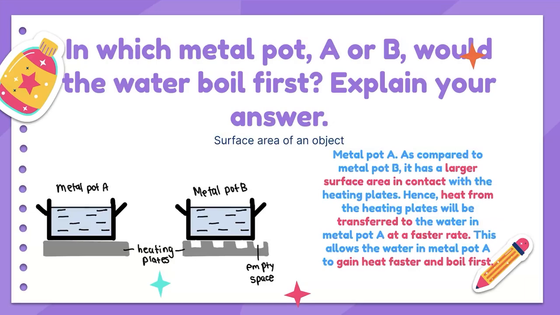Always remember that if the water has higher temperature, then heat is transferred from the water to the surroundings. If the water has lower temperature, heat is transferred from the surroundings to the water. This applies to any other question. This allows the water in metal pot A to gain heat faster and boil first.